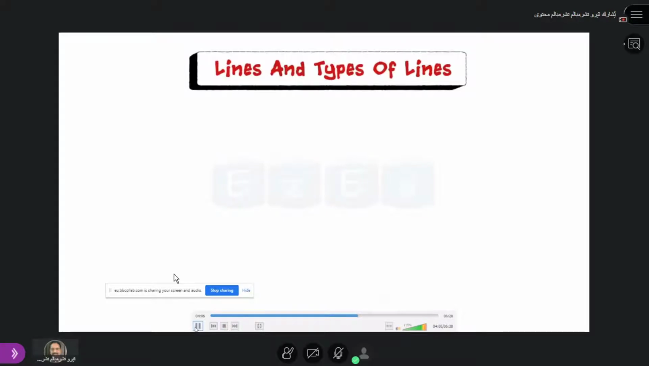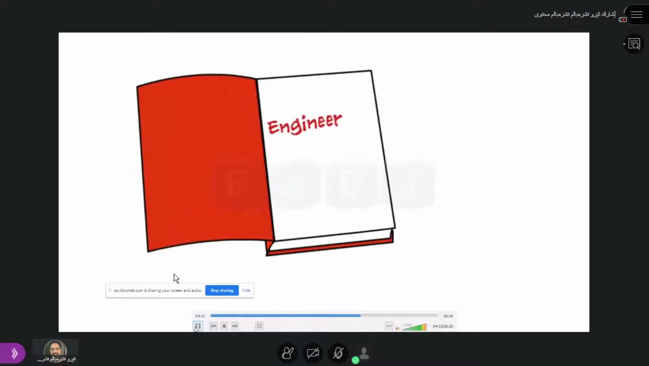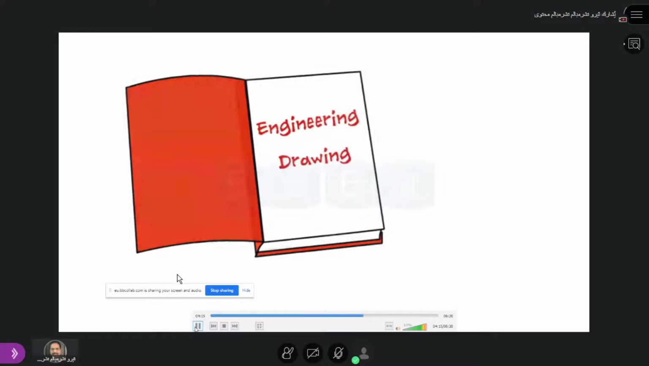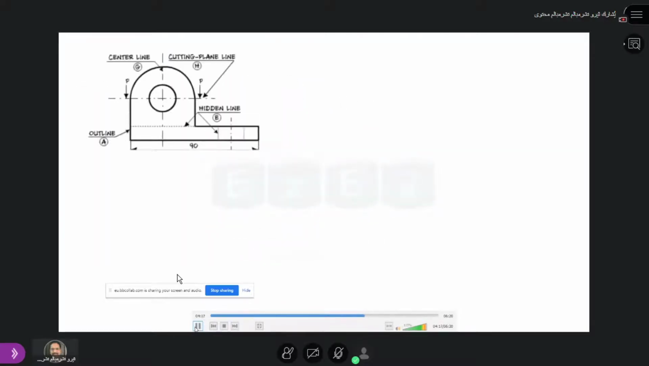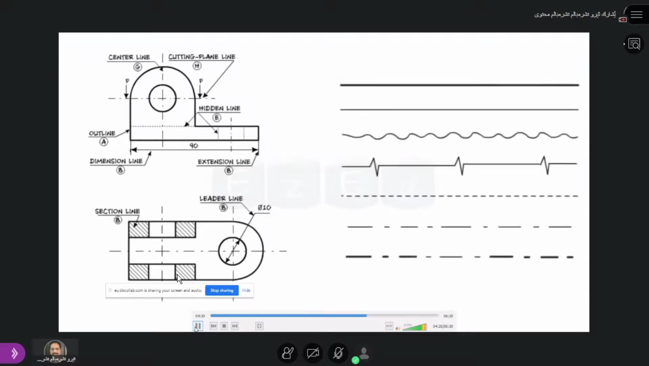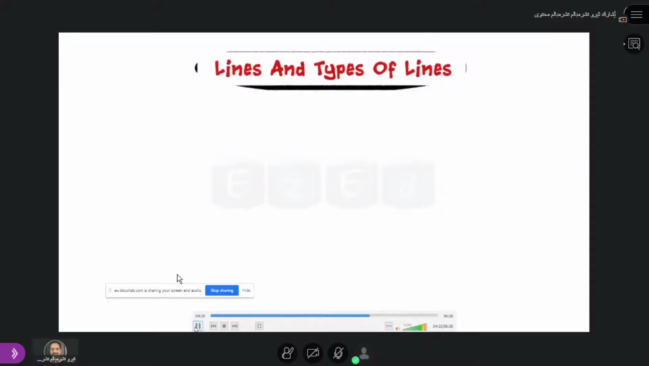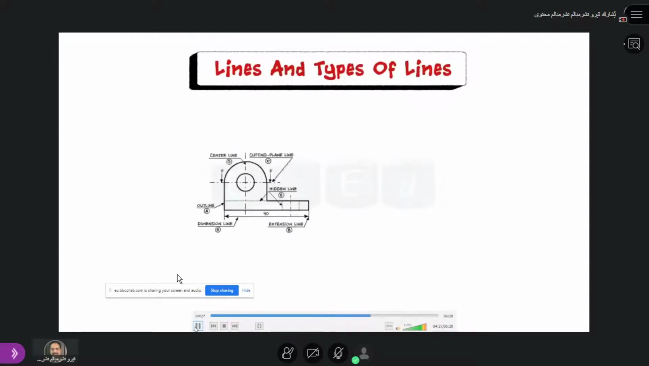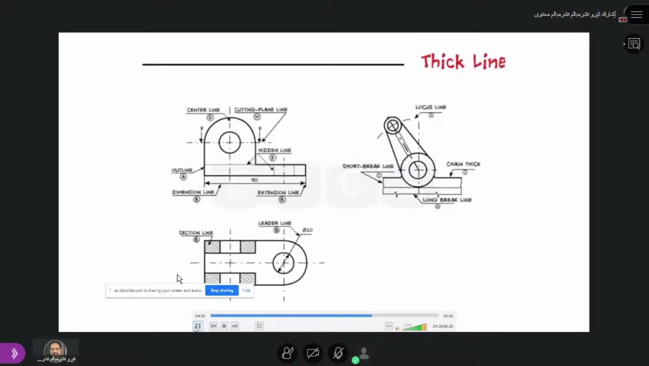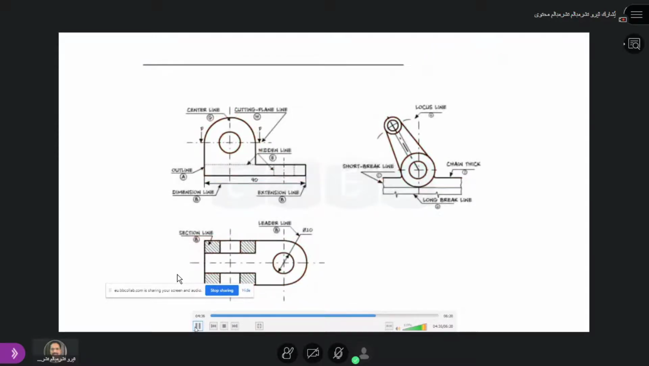Lines and types of lines. Just as in any textbook, we are carefully taught to use the correct words for making correct sentences. Similarly, in engineering drawing, the details of various objects are drawn by different types of lines. Various types of lines are used in engineering drawing. Now let us see the different types of lines. First is a continuous thick line. This line is used to display outline and edges of the main drawing. Next is the continuous thin line.